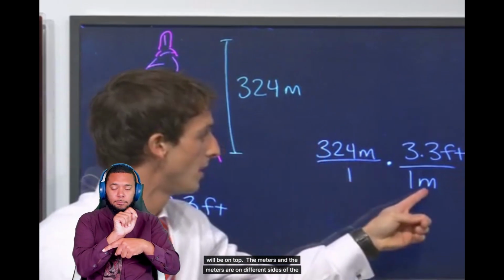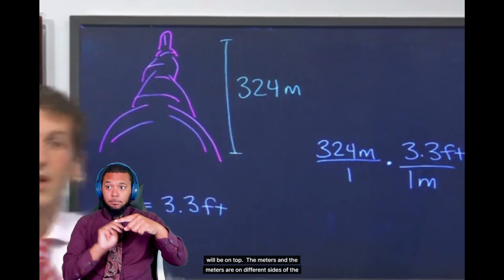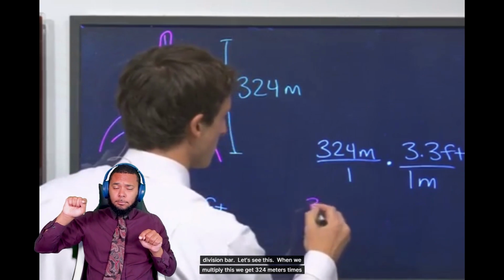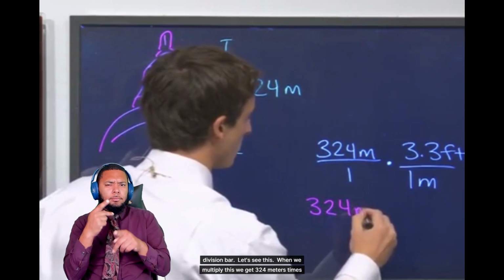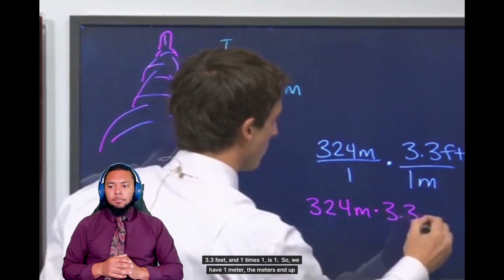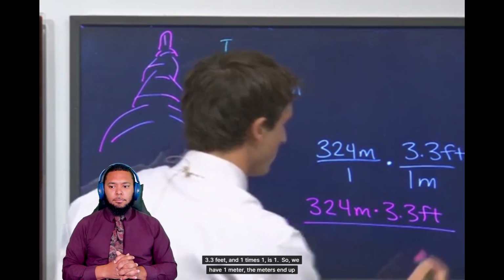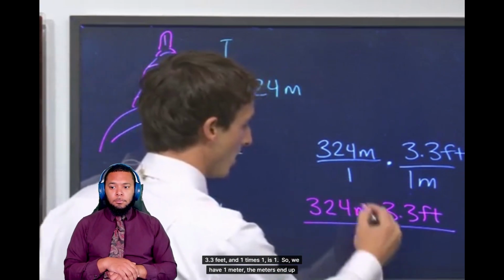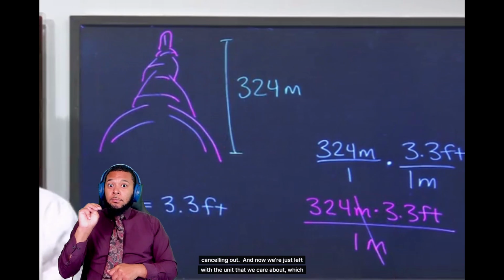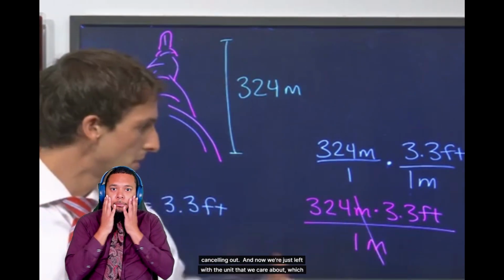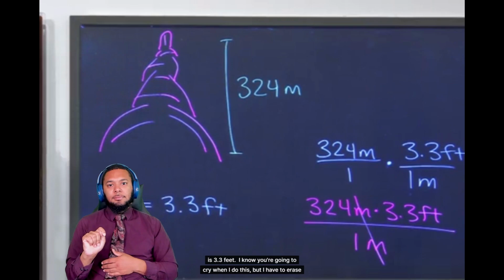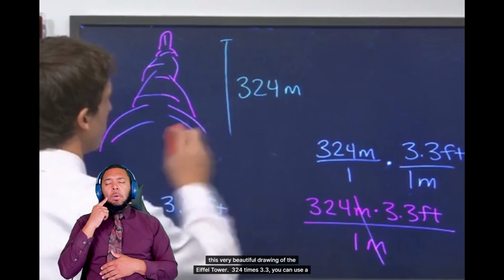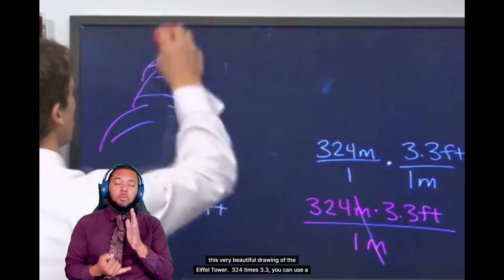The meters and the meters are on different sides of the division bar. Let's see this. When we multiply this, we get 324 meters times 3.3 feet, and 1 times 1 is 1 meter. The meters end up canceling out, and now we're just left with the unit that we care about, which is feet. I know you're going to cry when I do this, but I have to erase this very beautiful drawing of the Eiffel Tower.